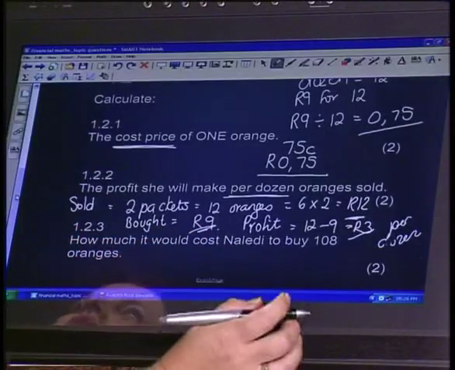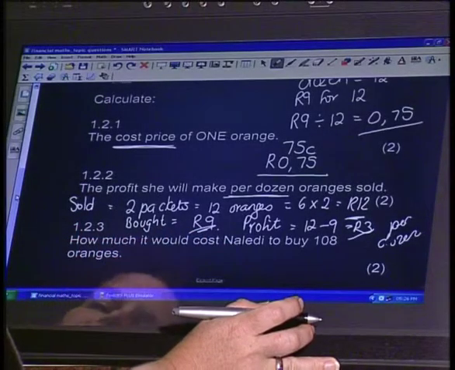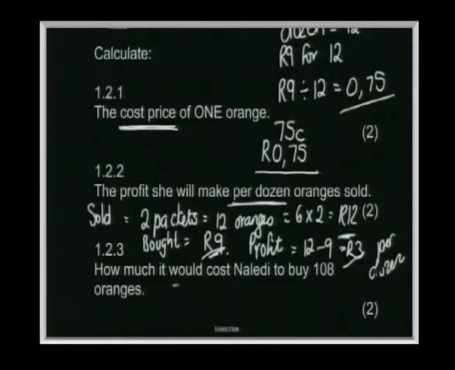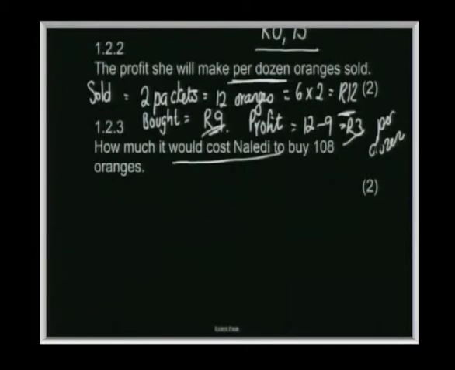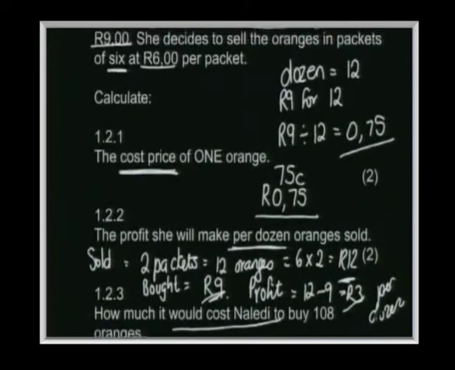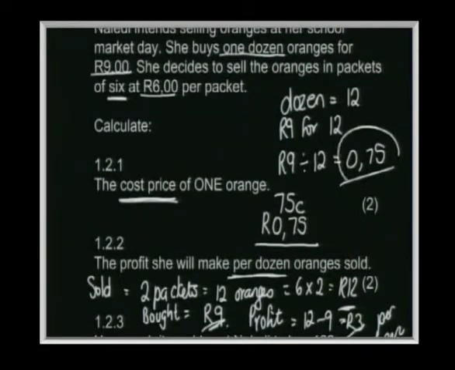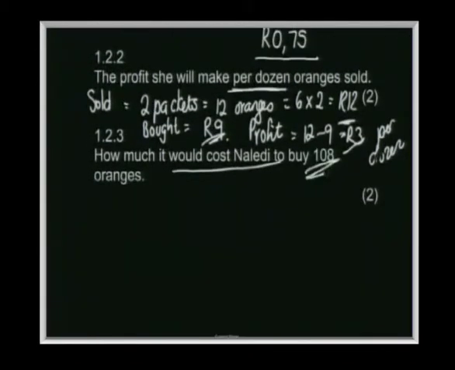Which means that for every dozen oranges she sells, she's making 3 rand profit. Then the next question, question 1.2.3, says, how much would it cost Naledi to buy 108 oranges? Well, if we look back at question 1.1.1, we bought them for 75 cents each. So if I wanted to buy 108 oranges, it's obviously going to be 108 times our 75 cents.